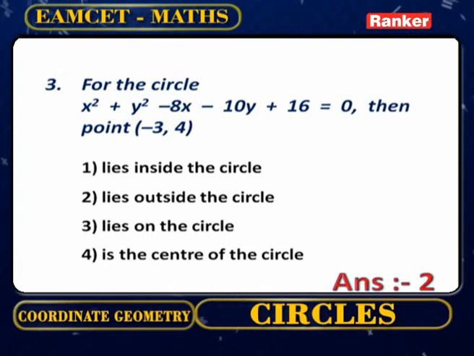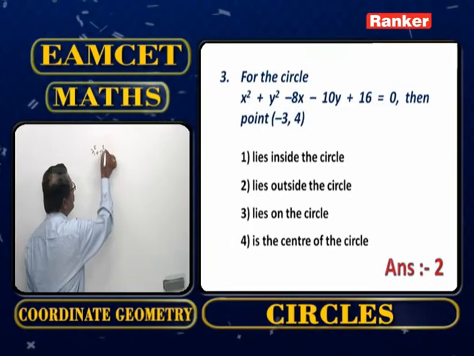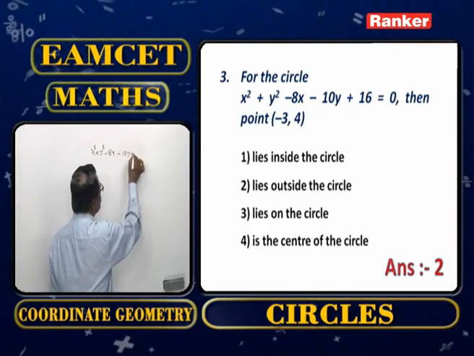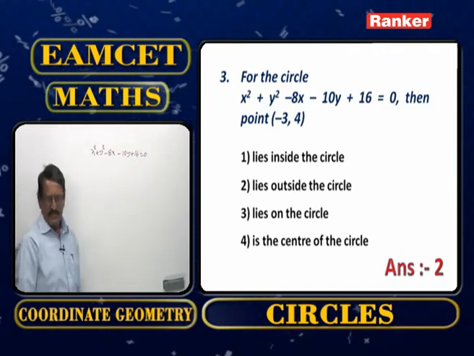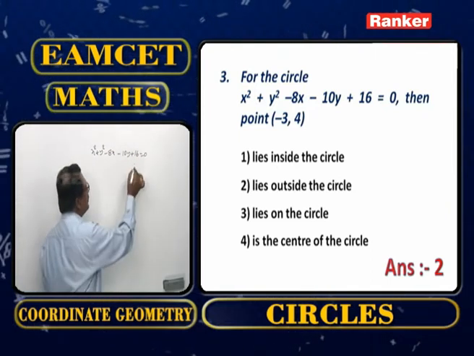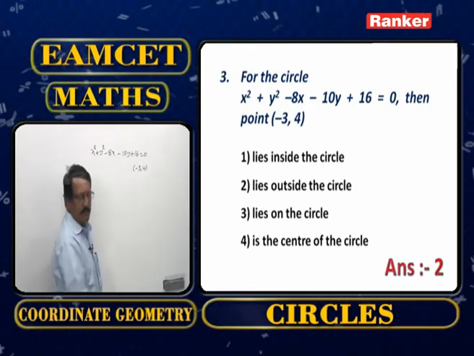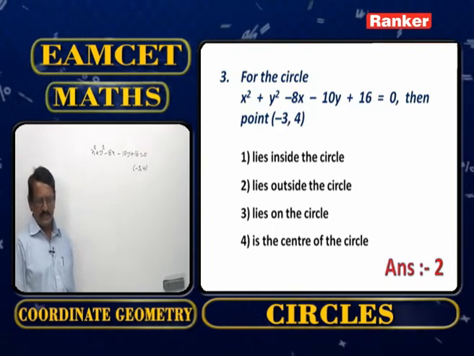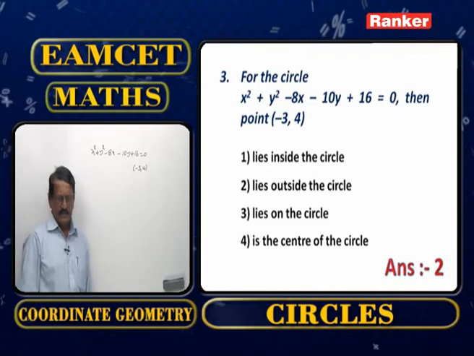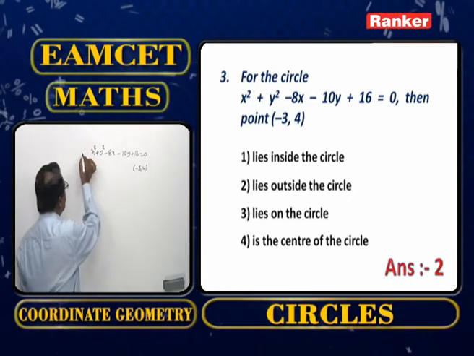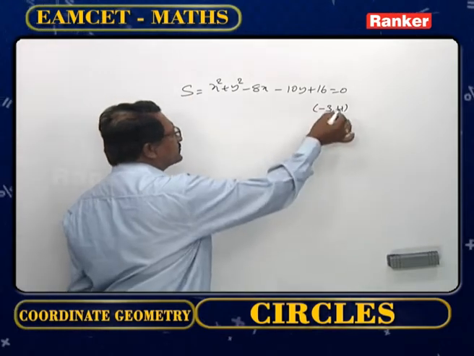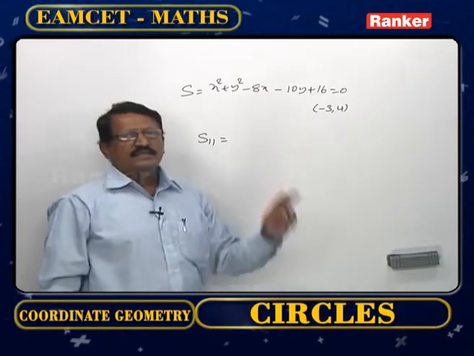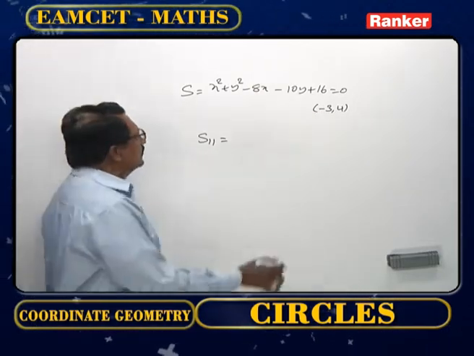For the circle x square plus y square minus 8x minus 10y plus 16 equals 0, the point (-3, 4): the given options are lies inside of the circle, lies outside of the circle, lies on the circle, is the center of the circle. Now consider the given circle S equals 0 and a point (x1, y1). S11 is nothing but the given point substituted in the equation of the circle.